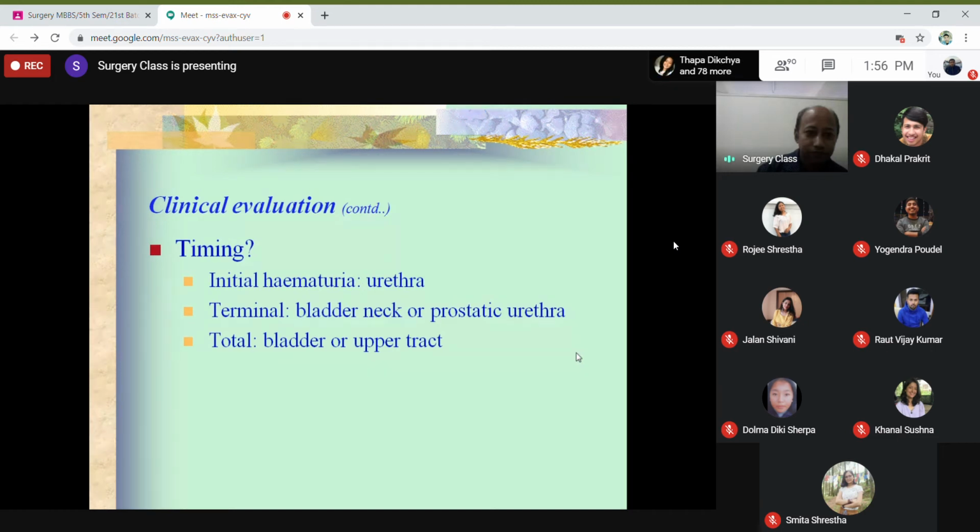Timing means whether the blood is mixed with the initial part of the urine, or blood comes at the end of the voiding act, or the blood is mixed throughout the sample, throughout the voiding process. So initial hematuria, if the patient says blood is mixed with urine in the initial part only, then probably the source of bleeding is from the urethra, like urethritis or some vascular anomaly in the urethra, or urethral papillomas. If this is terminal, only at the end of the voiding act the blood is mixed with urine, then probably it's from the bladder neck or prostatic urethra.